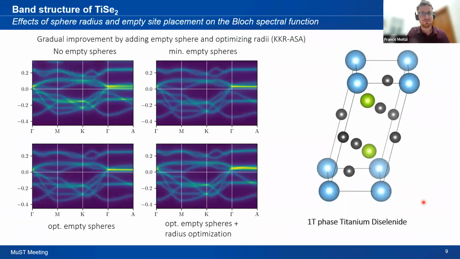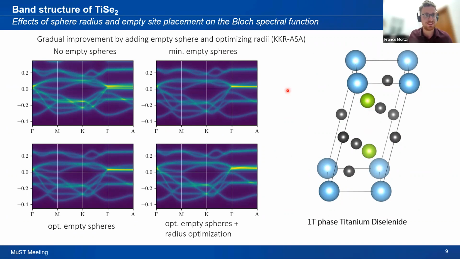And then something else. Since we have implemented component-resolved Bloch spectral functions, I just wanted to show you how the placement of empty spheres can help improve the band structure. You have this titanium diselenide 1T phase, with the titanium atoms here and the selenium atoms in these 2 places here.